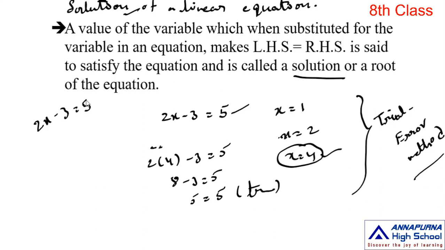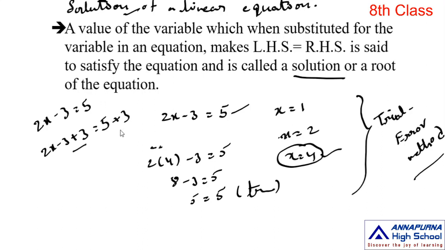In balancing the equation, we have some rules. What are the rules? In any equation, when you add any quantity to the left side and the right side, the equality doesn't change. Based on that, we balance the equation. For example, 2x minus 3 is equal to 5. This is the equation. Now I add 3 to both sides. That means 2x minus 3 plus 3 is equal to 5 plus 3.